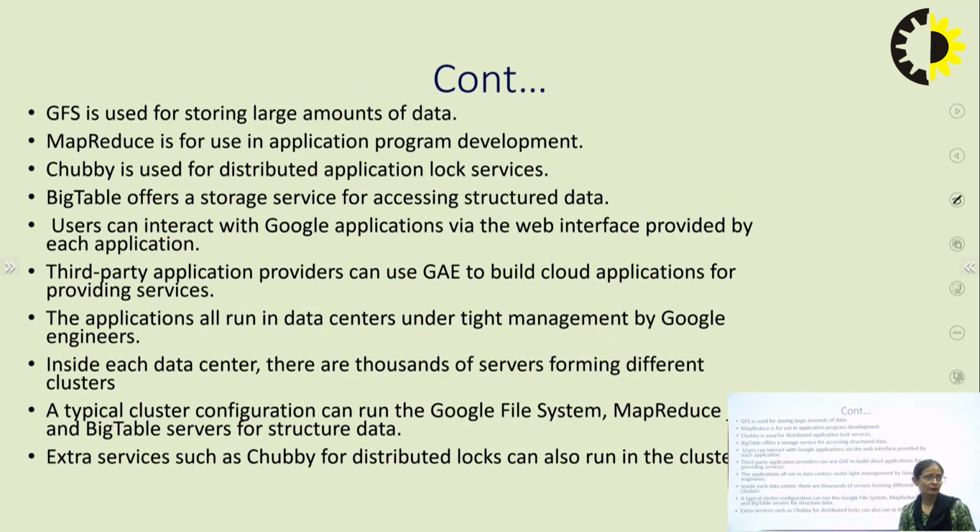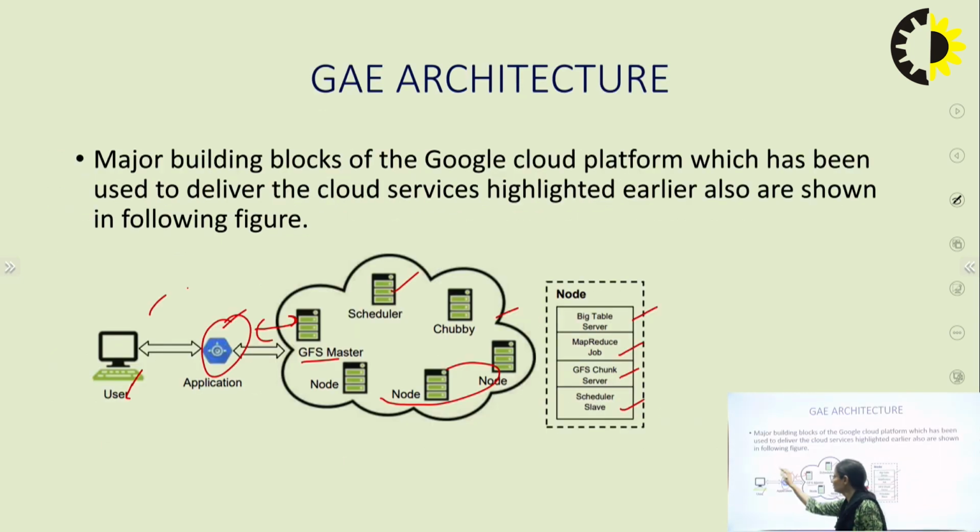So GFS, we have already seen, is meant for storing large amounts of data. MapReduce, application program development. Chubby, basically for distributed application lock services. Bigtable for storage when we are working on structured data. So users can interact with Google applications via the web interface provided by each application. Here the user can use all these services if he has logged in on the Google App Engine.